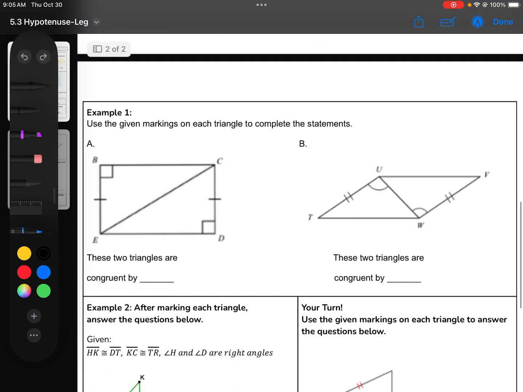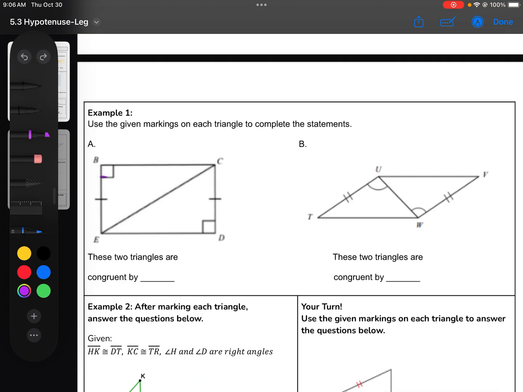So we're going to go down here to example 1. Use the given markings on each triangle to complete the statements. These two triangles are congruent by... Well, we got to look here. We have right angles, so we need to be thinking, is this hypotenuse leg? So it looks like we do have a leg, so I'm going to color code those, and we have a shared side. We know shared sides are congruent by the reflexive property, so that means that these two triangles are congruent by hypotenuse leg, okay?